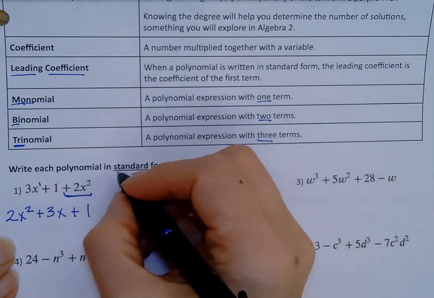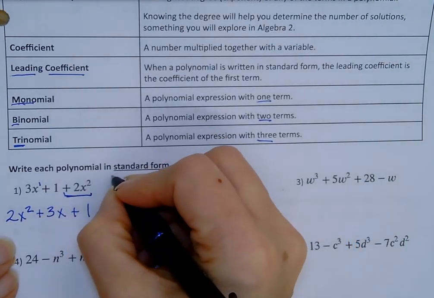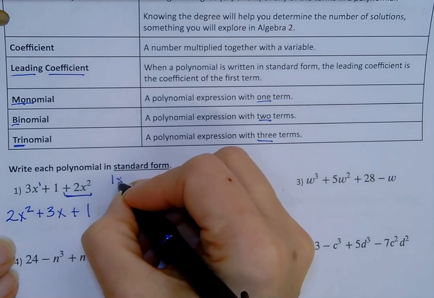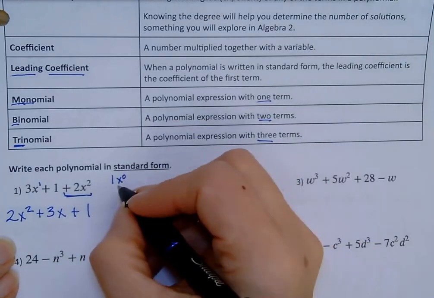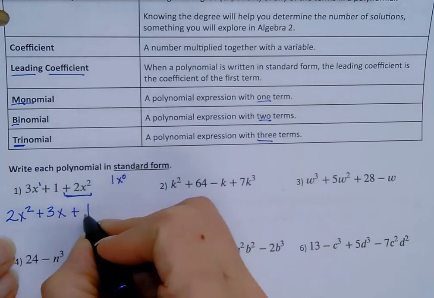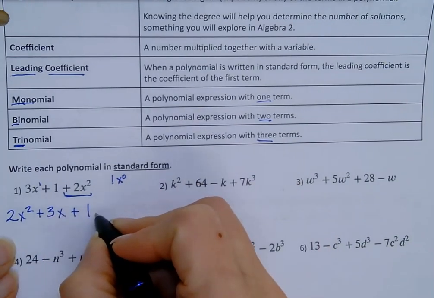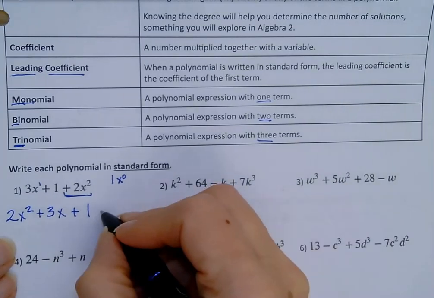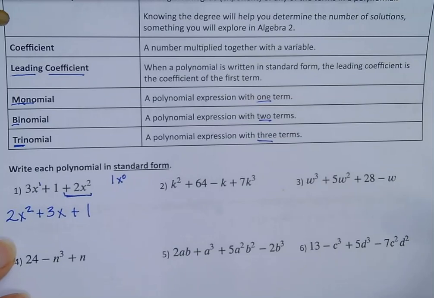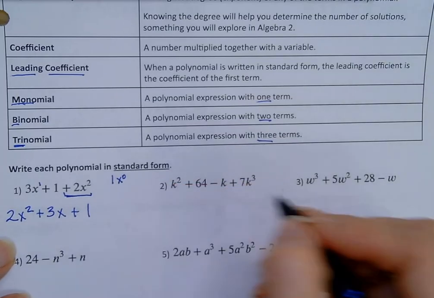As a side note, you can imagine that 1 is really 1 times x to the 0, because x to the 0 is just 1. And so I have x squared, x to the 1, and now x to the 0, if I really wanted to think about how that happened. So all of my variables there would be to the power of 0, which is why they're not there.